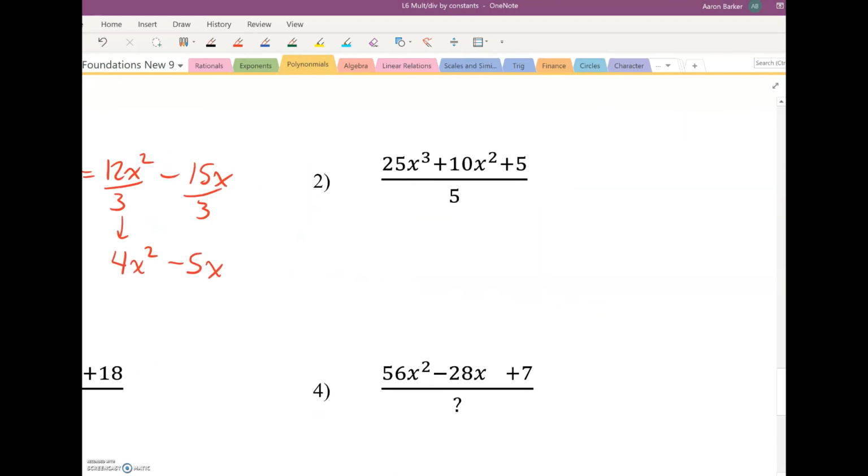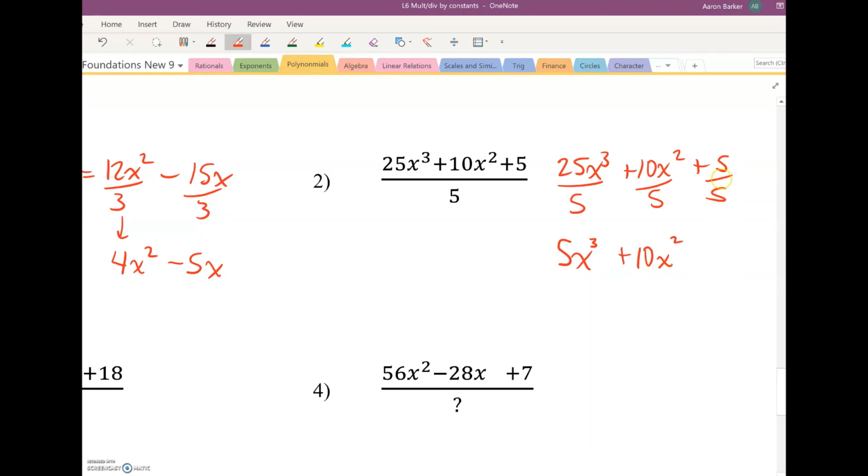Question number 2, divide each group by 5, so you get 25x cubed divided by 5, you get 10x squared divided by 5. And you're really watching your signs here. And you got plus 5 divided by 5. This becomes 5x cubed. The x cubed doesn't change because there's nothing to divide it. The x squared doesn't change.